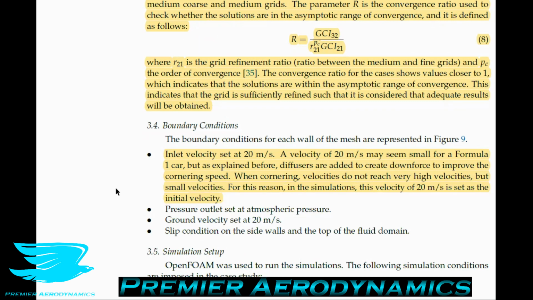So let's talk about the boundary conditions now. The inlet velocity is set at 20 meters per second, and they go out of their way to specify why this velocity is okay. They say a velocity of 20 meters per second may seem small for a Formula One car, but as explained before, diffusers are added to create downforce to improve the cornering speed. When cornering, velocities do not reach very high velocities, but small velocities. For this reason, the velocity of 20 meters per second is set as the initial velocity. So in other words, because they're going around corners, they're going quite slow, relatively speaking. So 20 meters per second is okay.